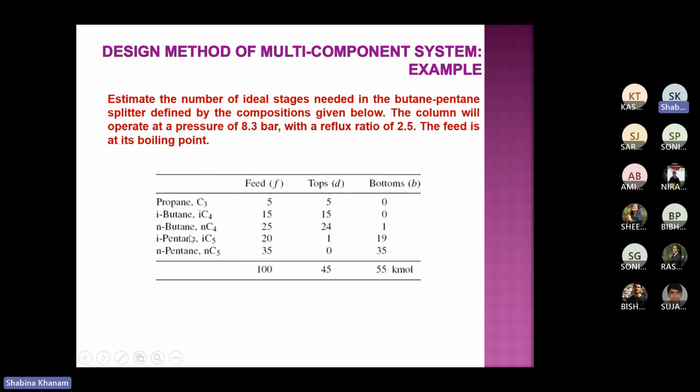If you see here, I'm having 5 different components. Feed is available like this. Top is 45 and bottom is 55 kilomole. Feed is 100. This is the reflux ratio, right, 2.5. And feed is available at boiling point. So if you consider Q of that, Q should be 0. Remember, depending upon the feed condition, we have the Q line. So that you can see depending upon the boiling point.